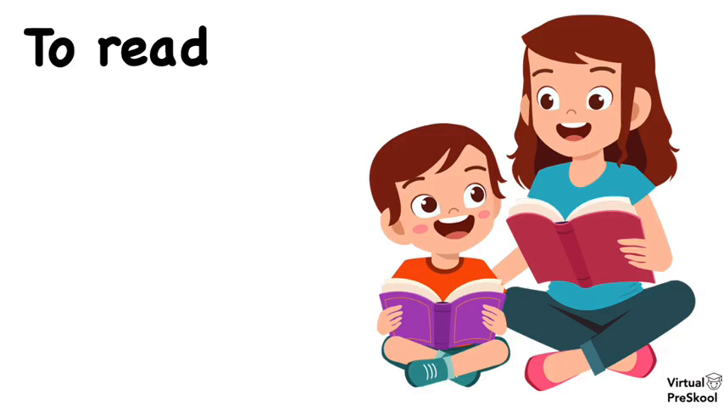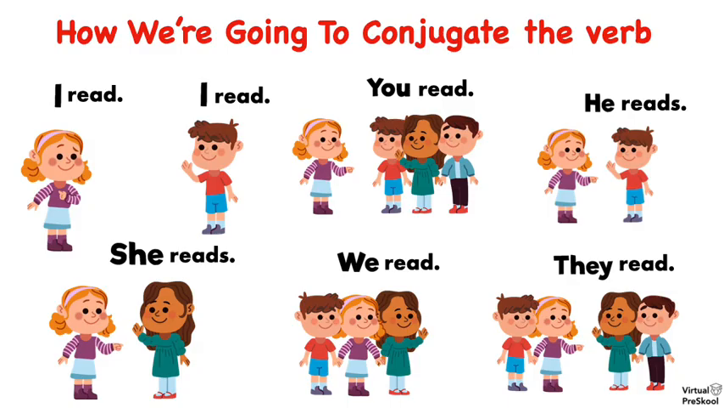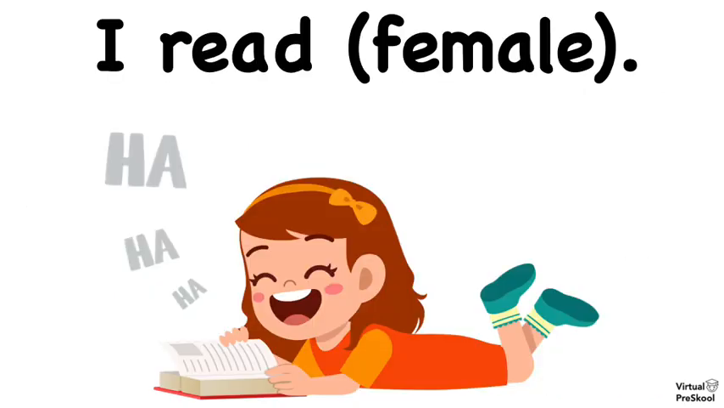We are conjugating the verb to read. To read in Hindi is padhna, and padhna has a second meaning. It also means to study. We're going to conjugate the verb into these forms. I read for a girl, I read for a boy, or I should say male. You read, he reads, she reads, we read, and they read. So let's start conjugating with I read, and it's a female speaker.